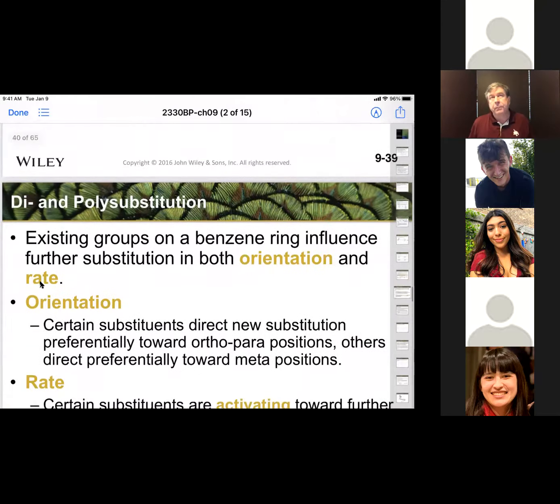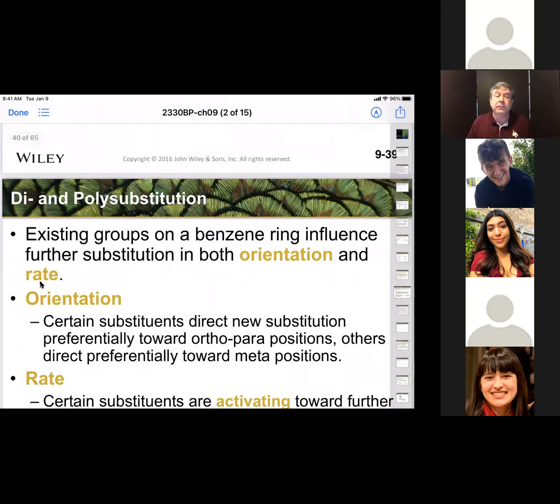Okay, so we know how to put a bunch of different things on. We can put a chlorine, a bromine, a nitro, a sulfur, which is the same mechanism as the nitro, an alkyl group, and we can make a ketone. So that was just with benzene. But now we have to think of, okay, we already have something on there. What if we put something else on there?